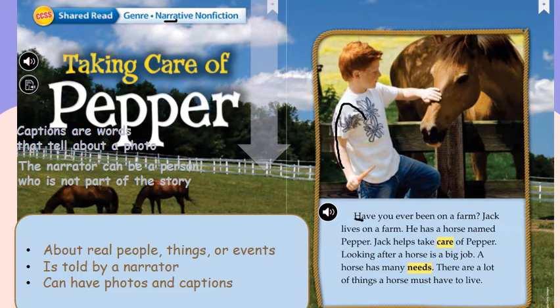Have you ever been on a farm? Jack lives on a farm. This is Jack. He has a horse named Pepper. So this is Pepper and this is Jack. Jack helps take care of Pepper. Looking after a horse is a big job. A horse has many needs, or things that it must have. There are a lot of things a horse must have to live. Let's take a look at some.